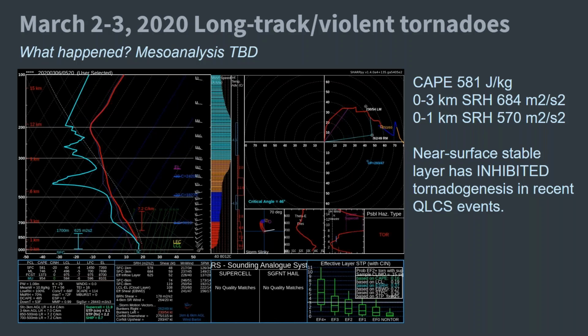But apparently a supercell can plow right through that, and did. That was not a factor in this case. So that was hard for any of us to comprehend how that would differentiate from a QLCS tornado potential to become a long track violent tornado potential.